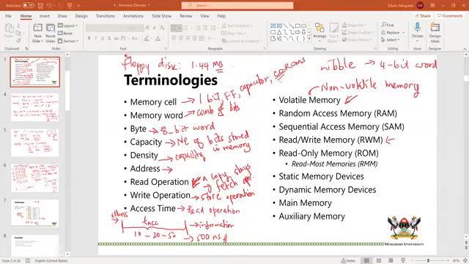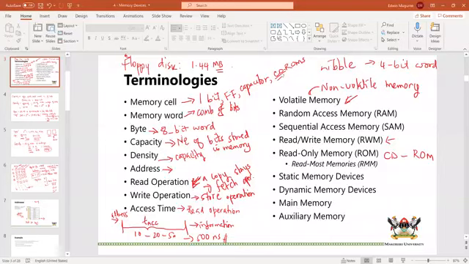A CD is also a read-only memory. Although there are some read-write CDs, by the way, some rewritable CDs. I remember they used to be there and they were a bit expensive, and before they knew it, flash drives came and then they were no longer useful to anybody. I don't know who still uses CDs. But yes, the earlier types of CDs were called read-only CDs, or CD-ROMs, so-called compact disc read-only memory. But there were also rewritable CDs, so you should read about those.